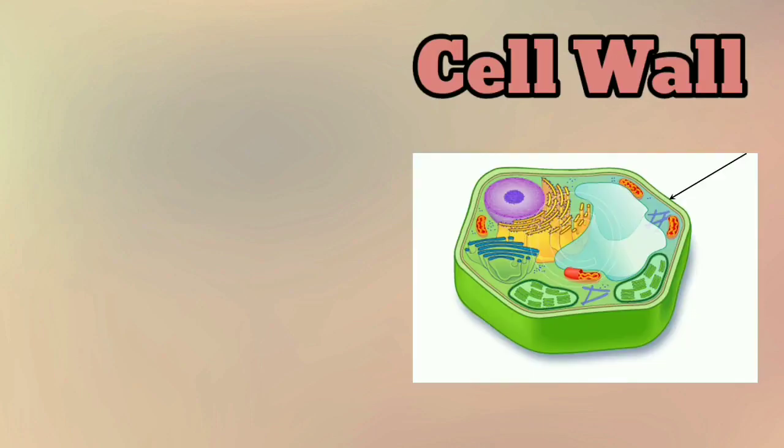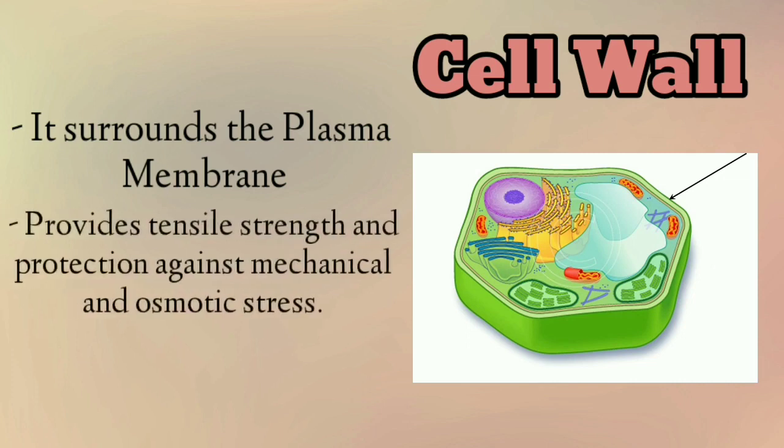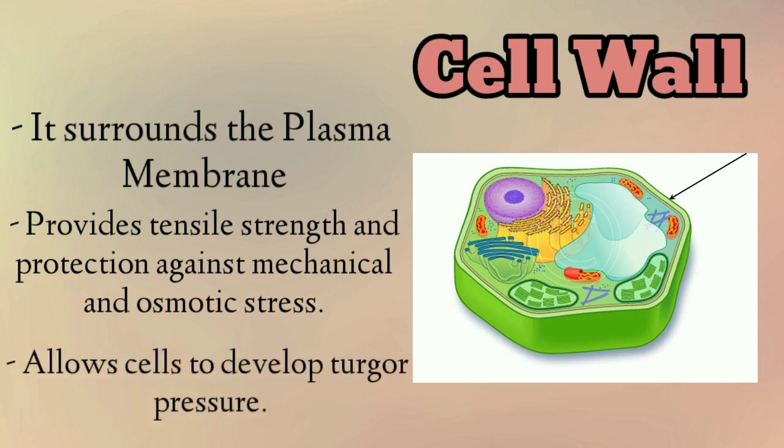So first, we have the cell wall. The presence of the cell wall in a plant cell is one of the major differences between plant and animal cells. This cell wall surrounds the plasma membrane and it provides tensile strength and protection against mechanical and osmotic stress. It also allows cells to develop turgor pressure, which is the pressure of the cell contents against the cell wall.